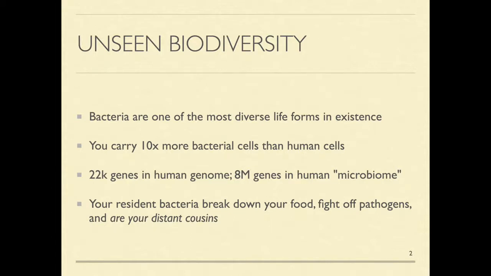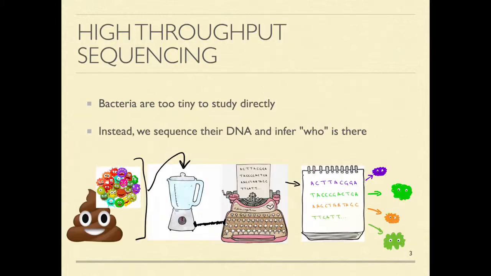So carbon cycling, nitrogen cycling. They do bioremediation. They break down nuclear waste and other biohazards. Your resident bacteria help you digest nutrients from your food. They fight off bad bacteria, other pathogens. They fight off viruses. And in fact, all eukaryotic life descended from bacterial origins, so they're not so much your distant cousins as much as your distant ancestors.